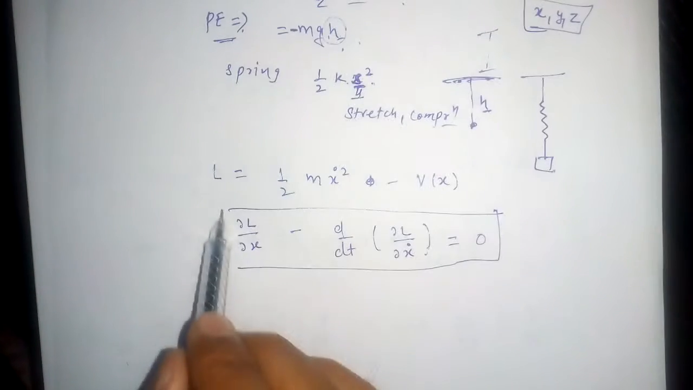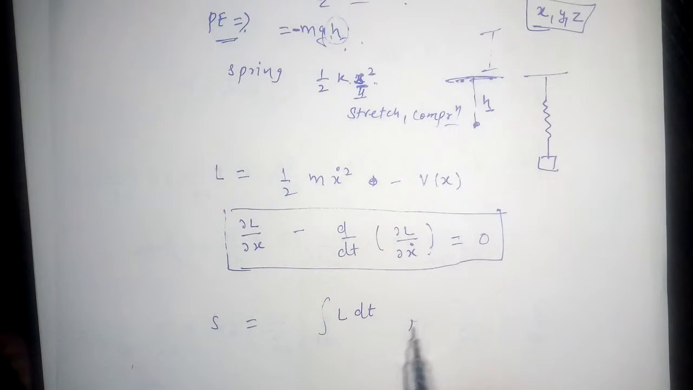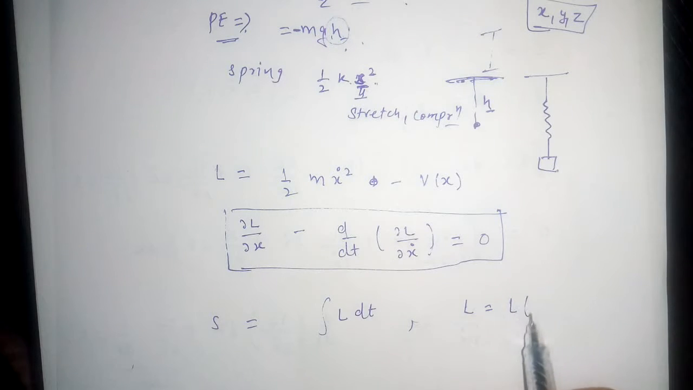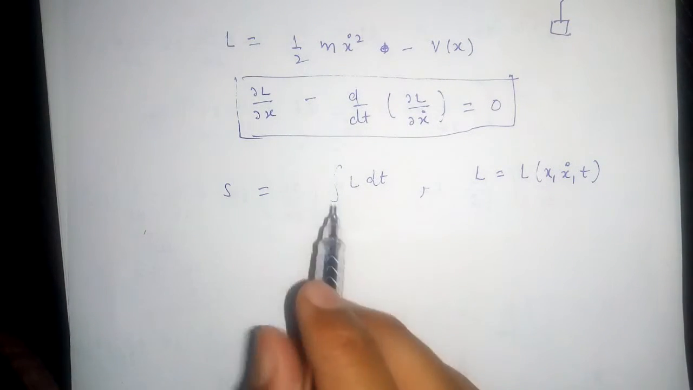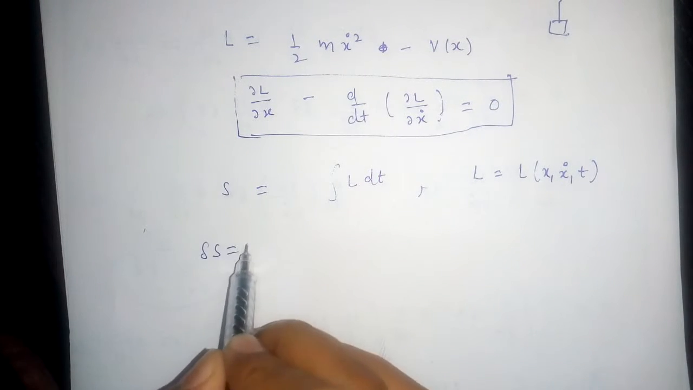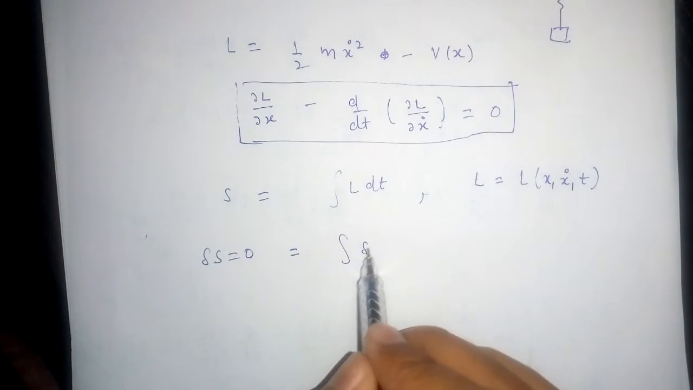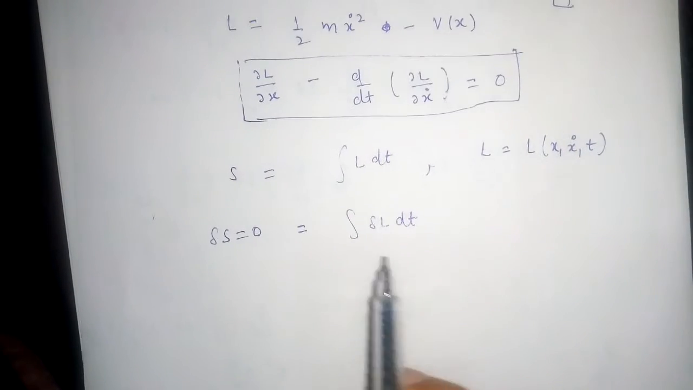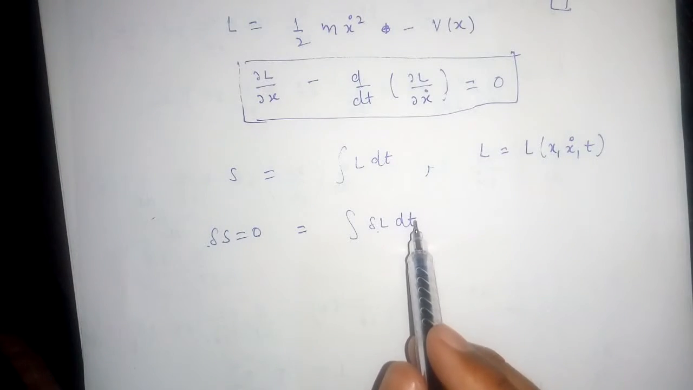We can prove it easily by using the action. What is action? The integral of L dt. What is L? The Lagrangian, which depends on x, x dot and t. Let us prove it simply in 4 to 5 steps. For S to be an extremum, delta S will be 0. Extremum means minimum or maximum. Then this is equal to the integral of delta L dt. I just take delta inside the integral because dt is arbitrary here.